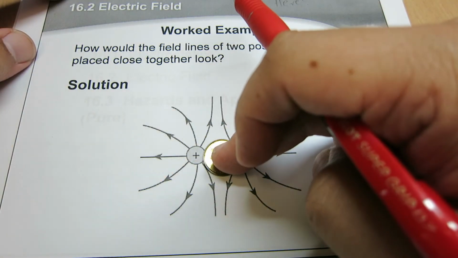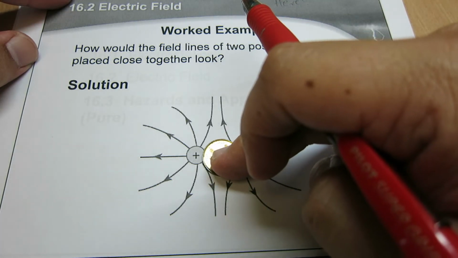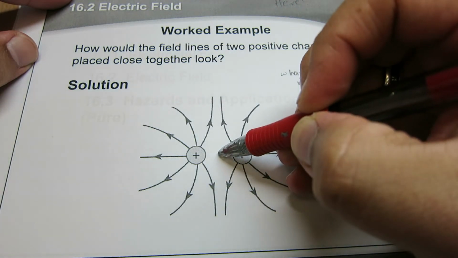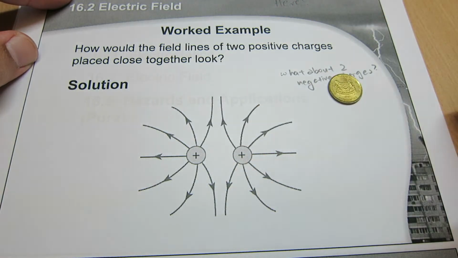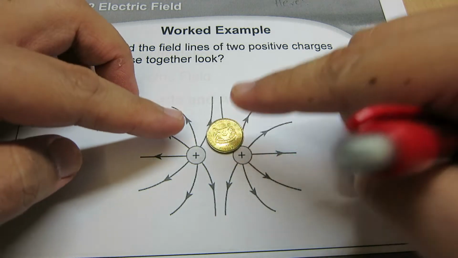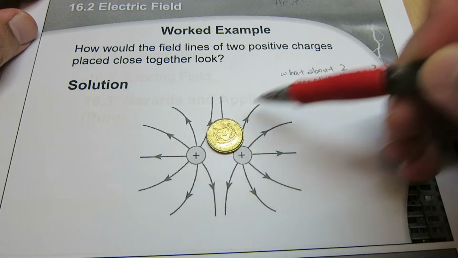Now, if I put it in the direct center between the two, it will be repelled equally, so it won't move. So actually there's no force felt in the center here. That's why there are no field lines here. But even if I just place it slightly up above, then the force of repulsion will be this way for this charge, and for this charge it will be this way.